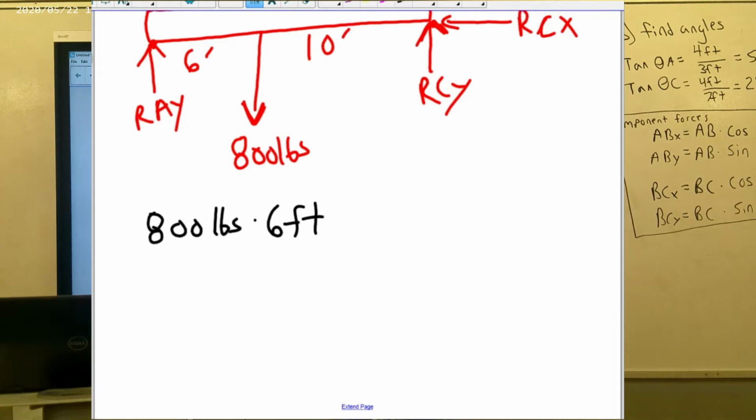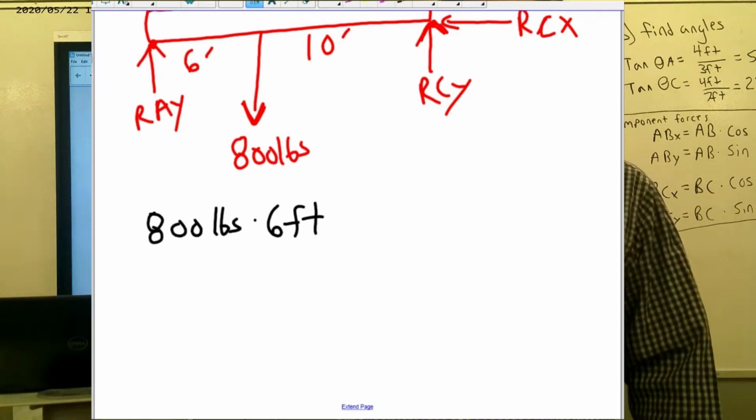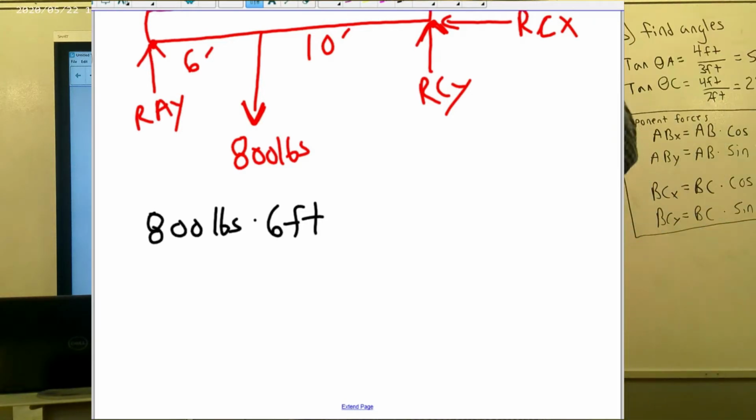800 pounds times 6 feet. Except that 800 pounds times 6 feet is acting in a downward direction, and this would be a clockwise moment, which we actually refer to as a negative moment. So we're going to say negative 800 pounds times 6 feet, and you'll see why that's important in a second.